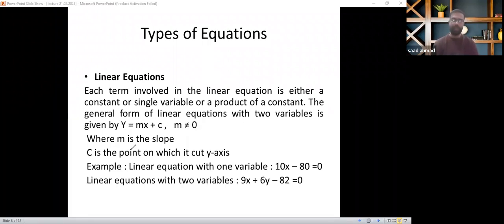When we combine the terms, you can combine the terms on the left side, you can combine the terms on the right side, or you can combine them on one side. But the main thing is this equal sign. When we see this equal sign, that means it's an equation.